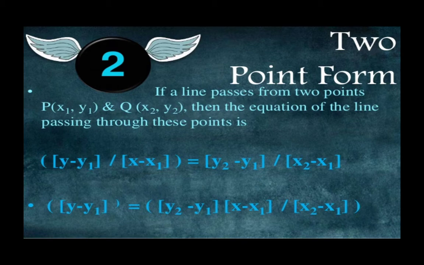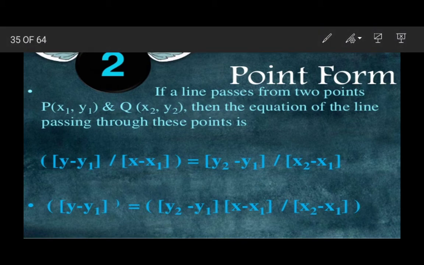Then the second is the two points form. When a line is passing through the points x1, y1 and x2, y2, then we can find the equation of the line by using the formula y minus y1 upon y1 minus y2 is equal to x minus x1 upon x1 minus x2. We can find the equation of a line when two points are given. So let's see the example.